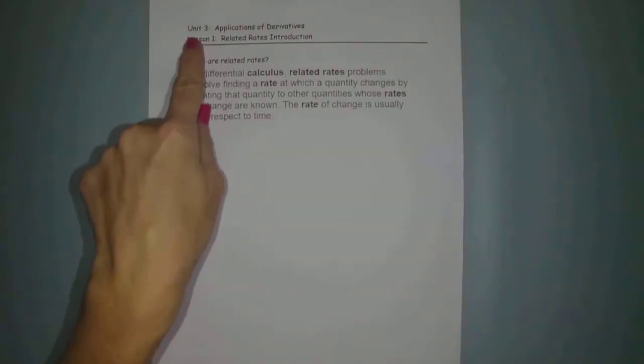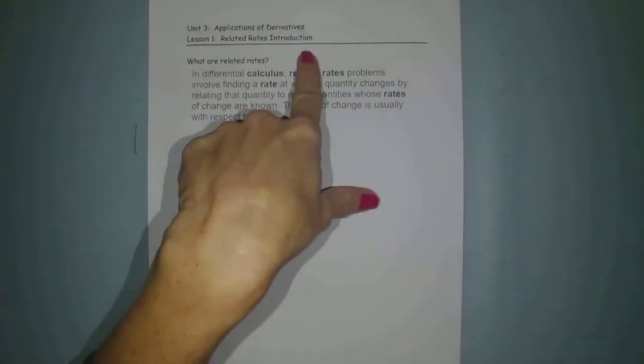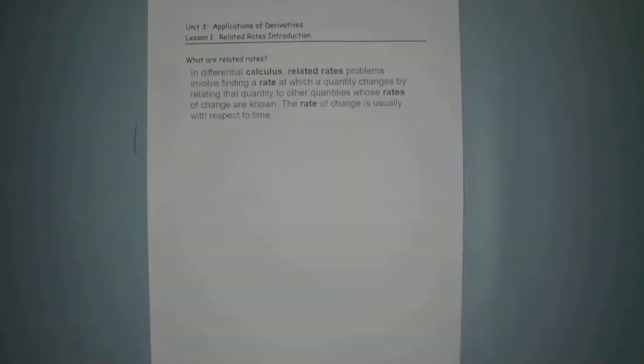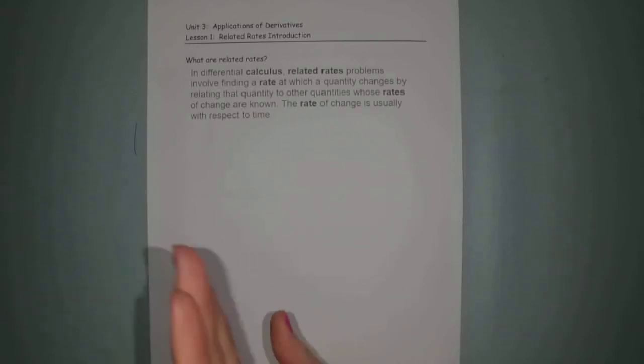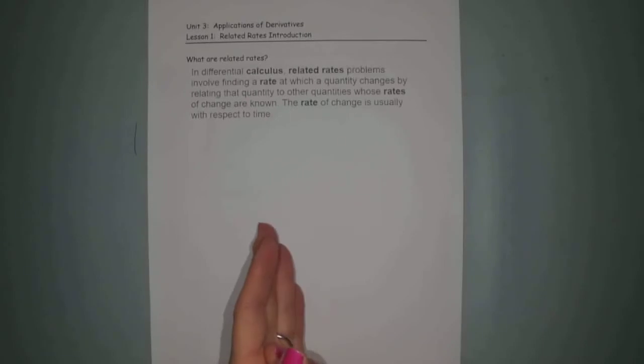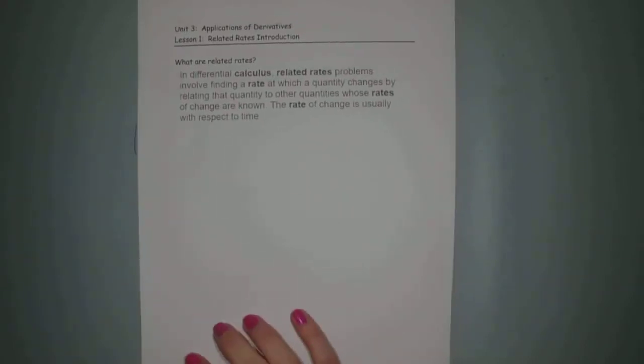So our first lesson, which we will actually be on for a few days, is our related rates introduction. So I thought it would be good to start with what the heck a related rate is. The title of this is related rates, and if you think about the word related rates, rates which are related to one another. So here's the definition off the internet.